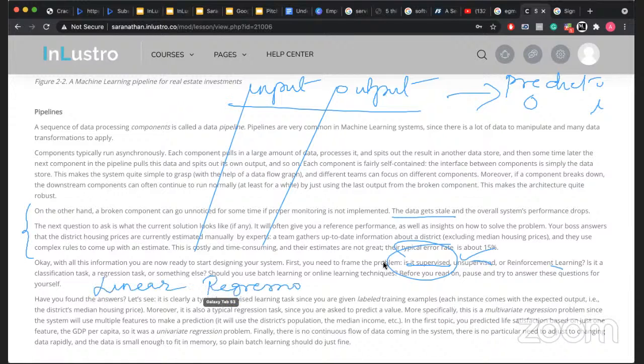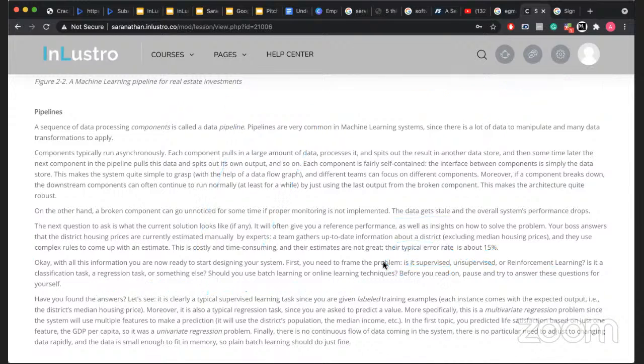because we're using a linear equation to mathematically model the prices as a variable of so many factors, an equation containing so many variables, and these variables essentially determine the price of real estate. Now, it's a typical supervised learning task, as I said, because you're given labeled training examples, right? Each instance comes with the expected output, which is in this case, the district's median housing price. It's also a regression task because you're asked to predict a value. You're not asked to classify, you're asked to predict.